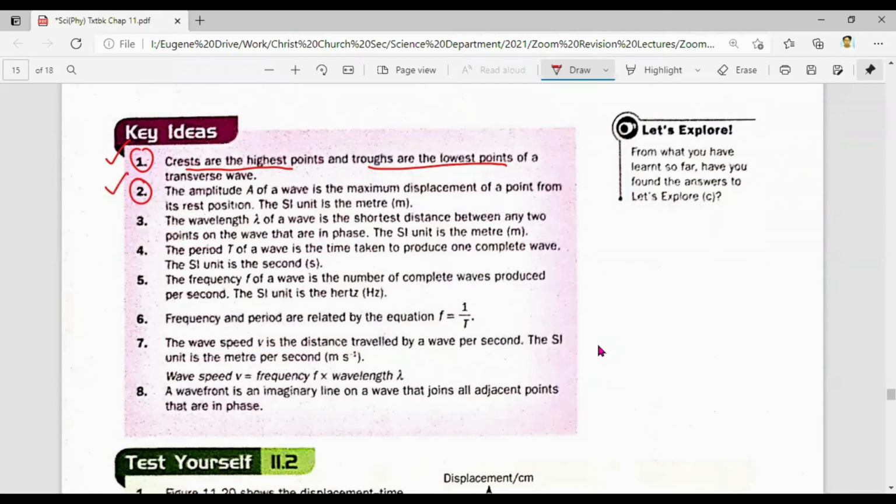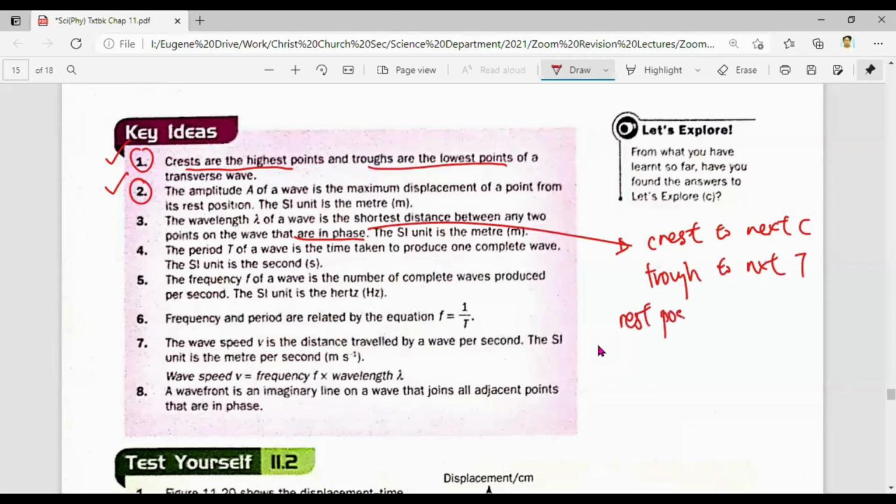The wavelength is the shortest distance between any two points that are in phase. So what are the two points that are in phase? It can be from a crest to the next crest. It can be a trough to the next trough. It can be from a rest position to the next alternate rest position. Okay, so done this, done deal. Period: time taken to produce one complete wave, SI unit seconds.